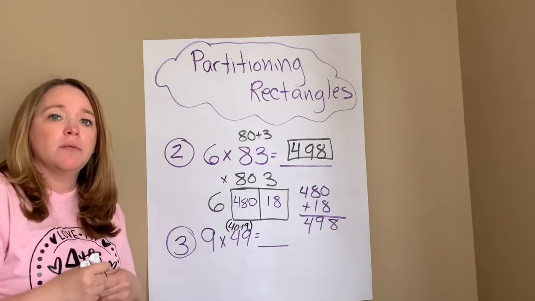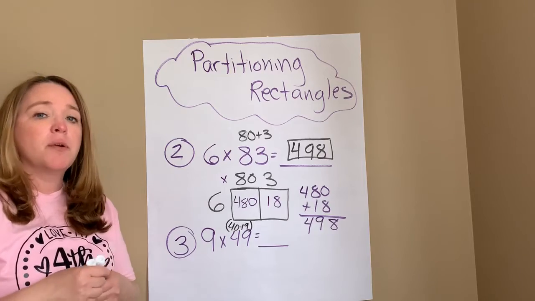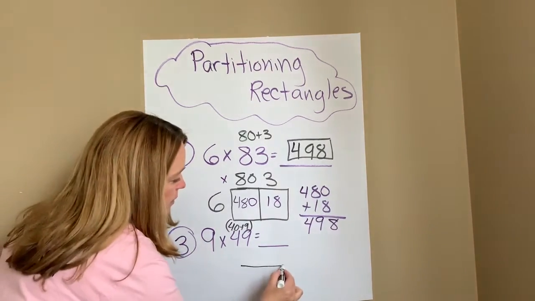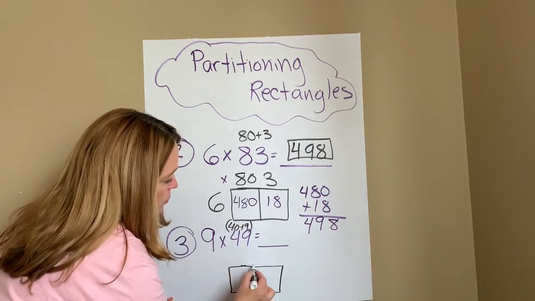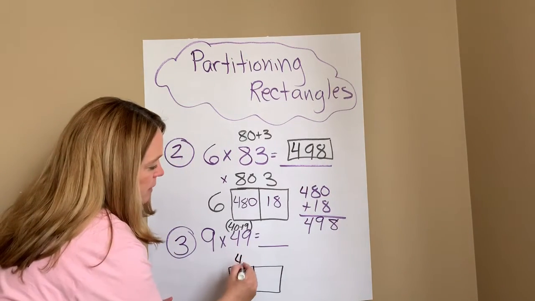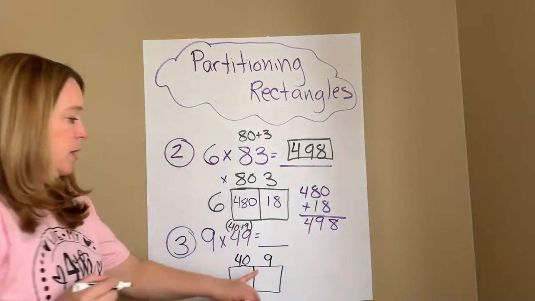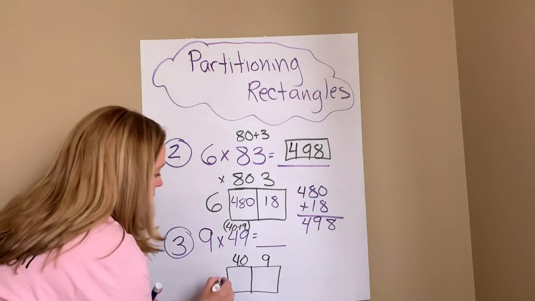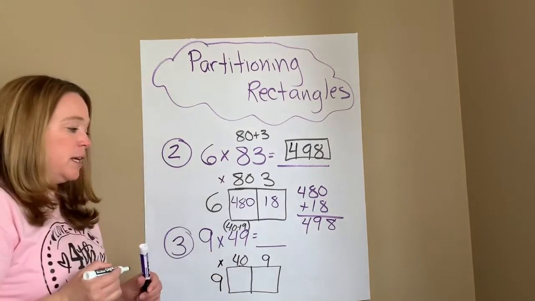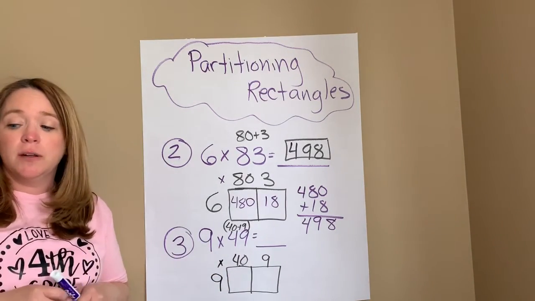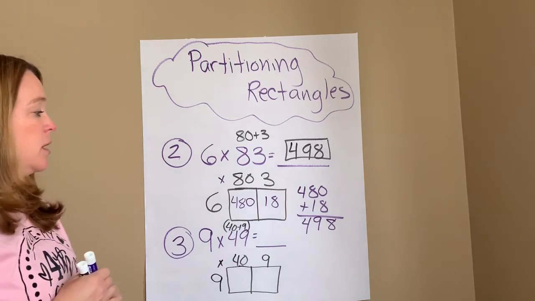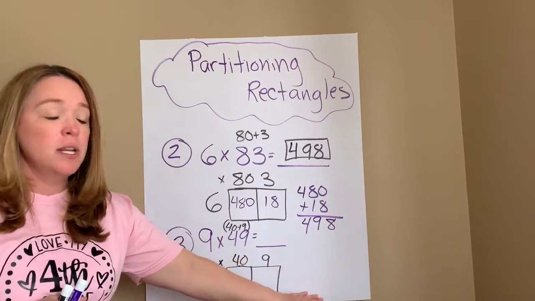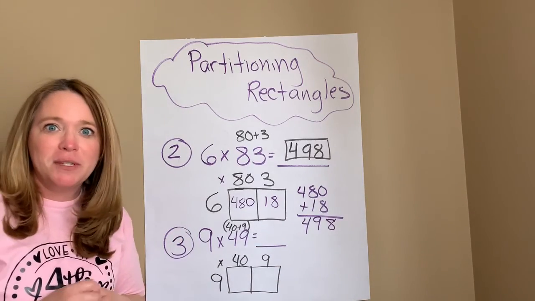Since we are only working with numbers in the tens, we're going to partition a rectangle into 2 parts. So my partitioned rectangle will look like this, 2 parts. I would put my 40 and my 9 over here. The reason I'm putting 9 over here is because we're multiplying 9 times 49. So hopefully that's a big hint for you to continue that paper and finish number 3. Don't forget, once you find your products, you're going to add them together to get your final answer. I hope that helps. See you soon.